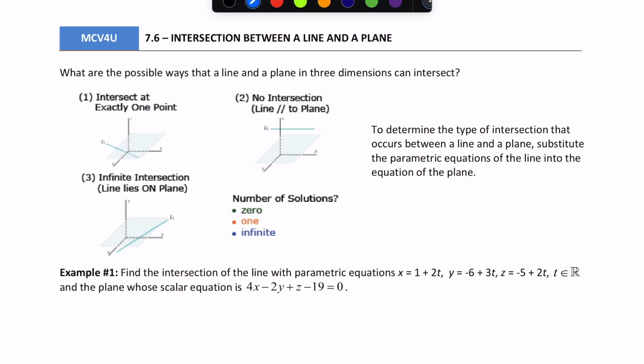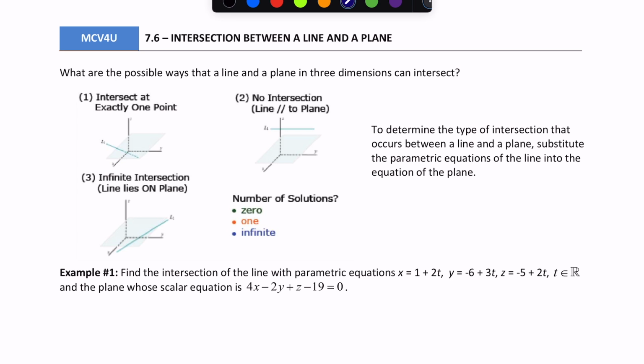Today we'll be looking at the intersection between a line and a plane. When we look at the intersection between a line and a plane, the question arises: what are the possible ways that a line and a plane in three dimensions can intersect? The first possibility is that it intersects only at one point. The second possibility is that there is no intersection. The third possibility is that there's infinite intersection, which means that the line lies on the plane.